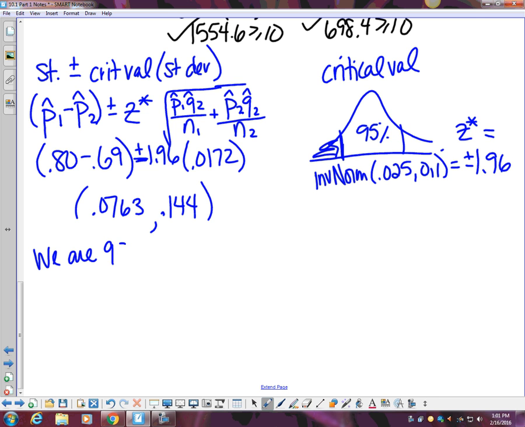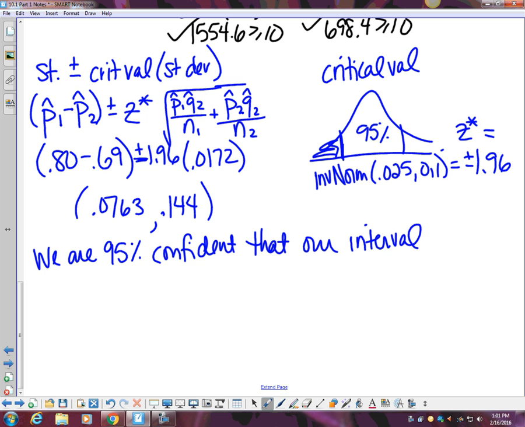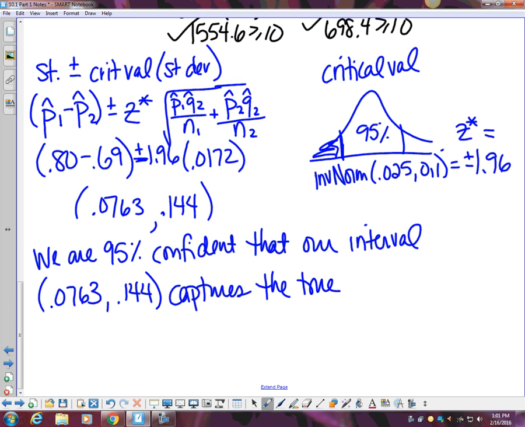We are 95% confident that our interval, and this is a proportion, so it's not a measurement of anything, so you don't need to put people, because these aren't people. Again, this is a proportion. Captures the true difference, and because I'm writing the word difference here, I'm just going to go in parentheses, teens minus adults.